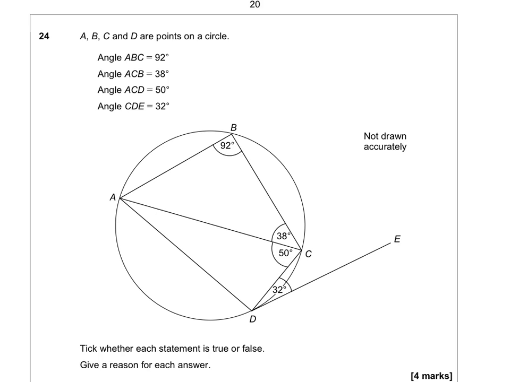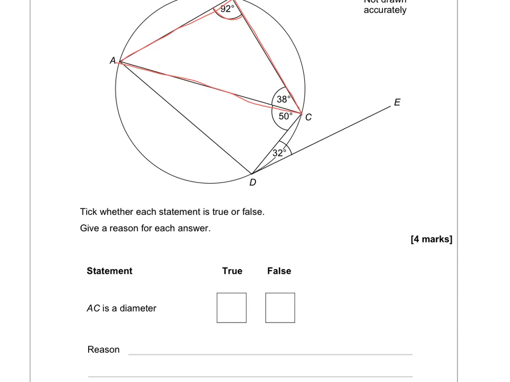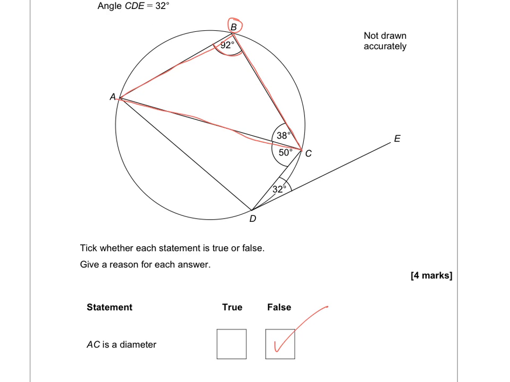So statement 1 asks whether AC is a diameter. So if we look at AC and go up to the circumference of the circle at B, this angle here is 92. If AC were a diameter, then it would split the shape into two semicircles, and we know the angle in a semicircle has to be 90 degrees. This angle is 92 degrees. So the answer to the first part of this question is false. AC is not a diameter because the angle in a semicircle is 90 degrees, and this angle, ABC, is 92 degrees.